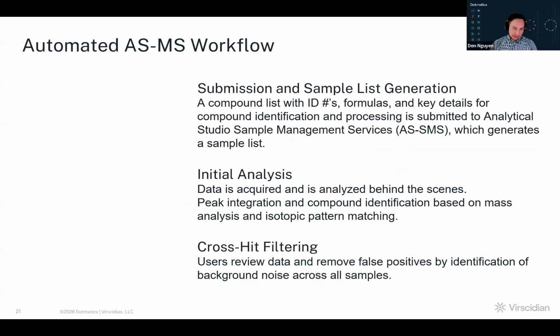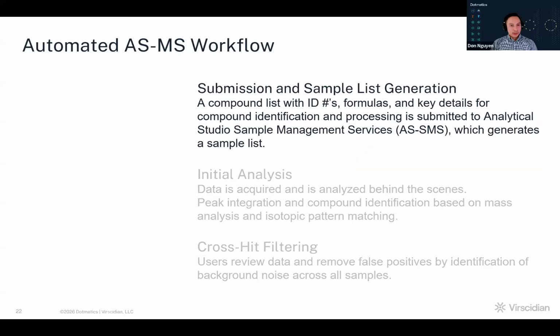So if we break down these steps, automated ASMS now looks like this. We're going to create a submission, generate our sample list, begin data acquisition, and then the initial analysis takes place automatically and behind the scenes. And then lastly, a user will have to perform cross-site filtering and generate their final results, right? So we're going to start looking at this in a little bit more detail now. So starting at the submission and sample list generation.